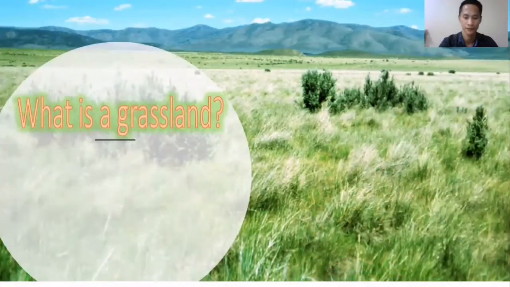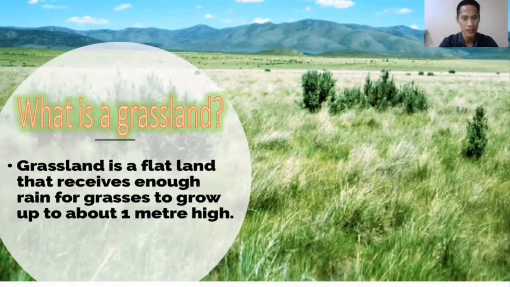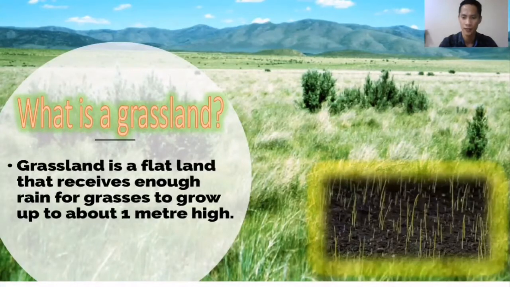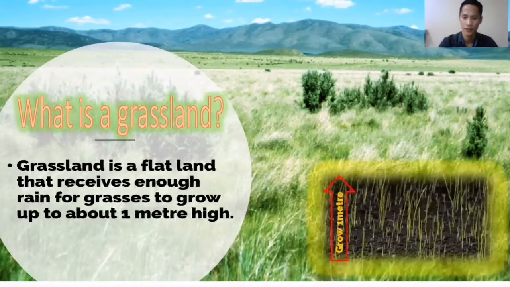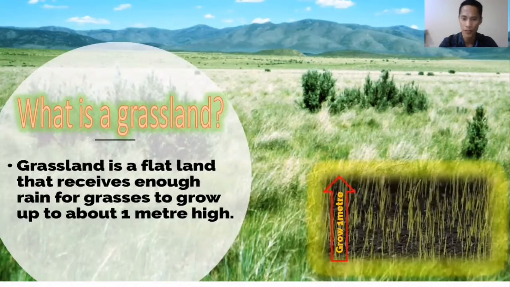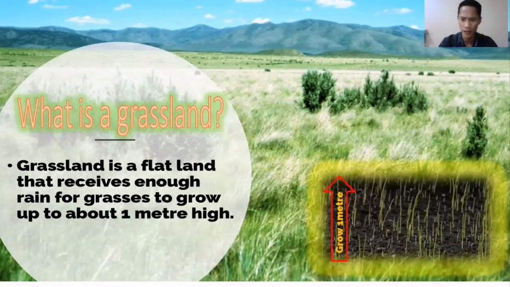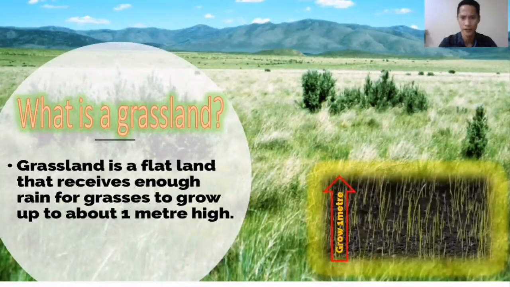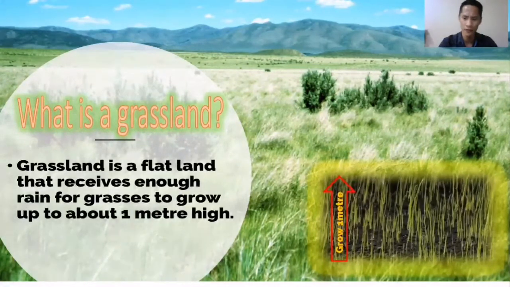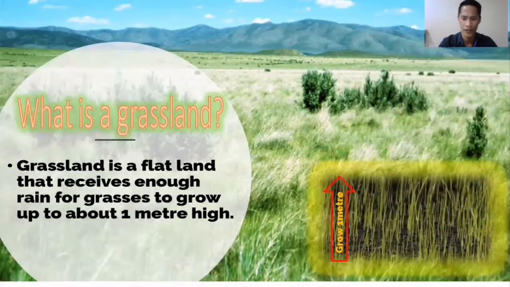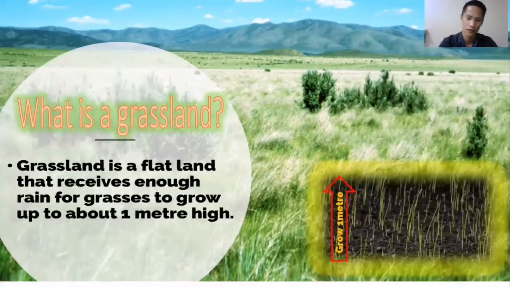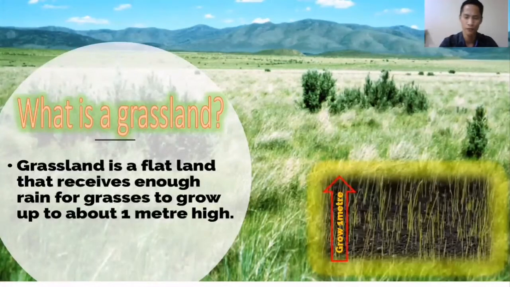Now, what is a grassland? Grassland is a flat land that receives enough rain for grasses to grow up to about 1 meter high. As you could see in this picture, the grasses can grow up to 1 meter high. Grassland is a flat land that's mainly occupied by grasses. The grassland of North America is called prairie and mainly used for raising livestock and wheat production.